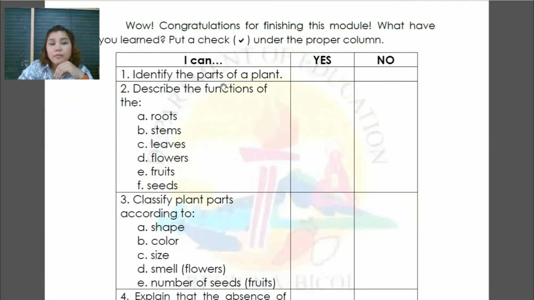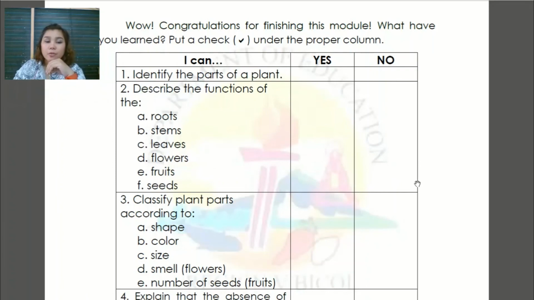Number 1, identify the parts of a plant. Can you do that? Put a yes. If not, no. Number 2, describe the functions of the roots. Can you remember how roots are helpful to plants? If your answer is yes, then put a check here. But if not, no. How about the stems? You know the function of the stems? The leaves, the flowers, the fruits, the seeds.